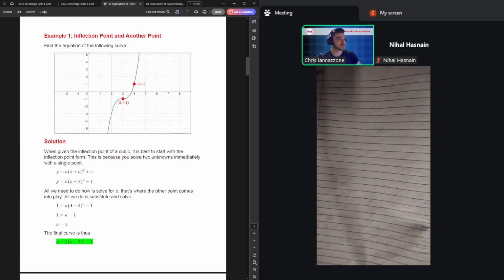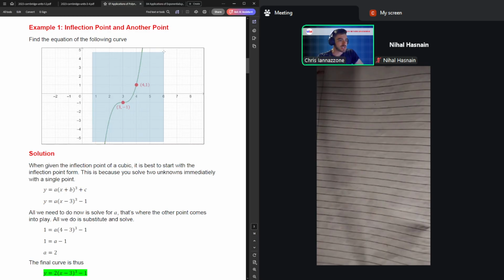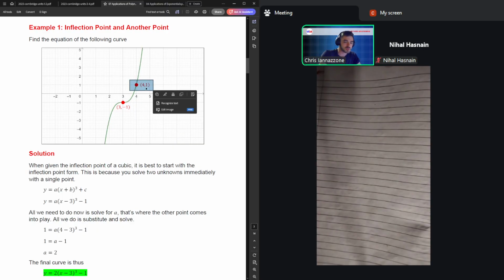So how do we know what to do and when? A lot of the time you'll just be given either a graph or literally just this information in words. Like, for instance, if it was worded, you would be told that the graph has an inflection point at 3, -1, and it has another point 4, 1. Find the rule of the cubic. That would be some sort of wording for that kind of question.